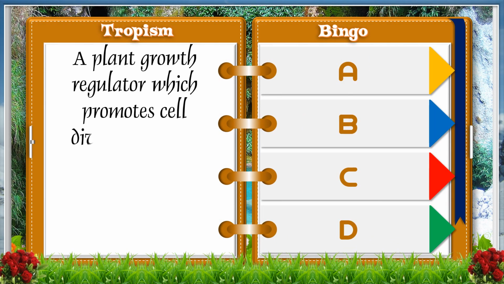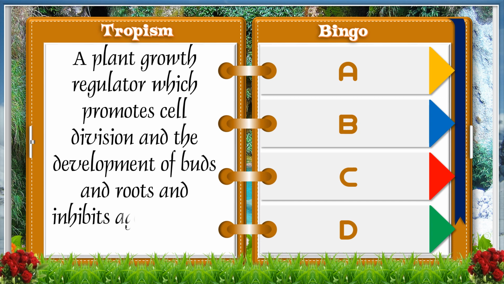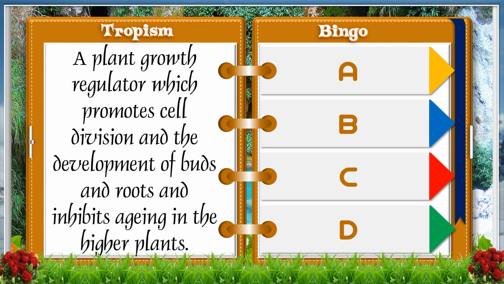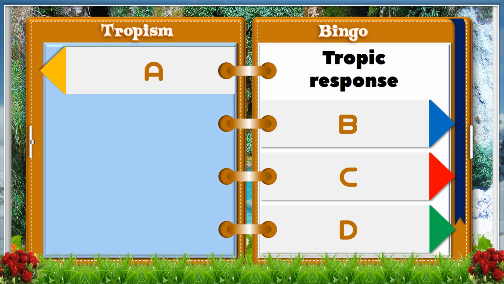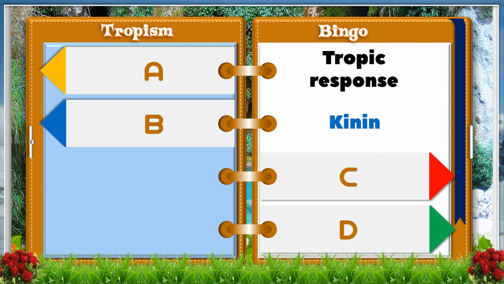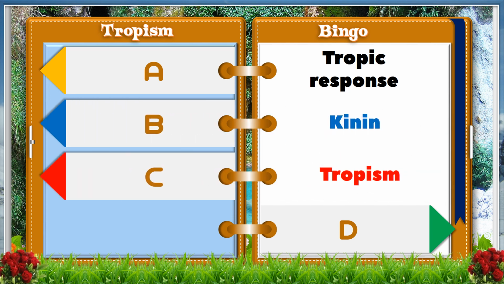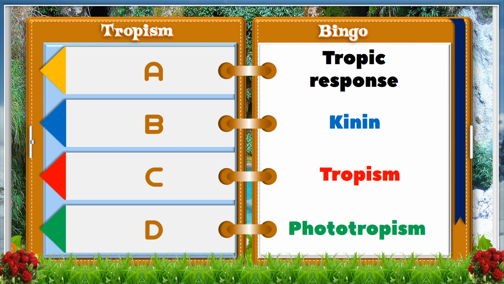A plant growth regulator which promotes cell division and development of buds and roots and inhibits aging in the higher plants. A, tropic response. B, kinin. C, tropism. D, phototropism. And the answer is B, kinin.